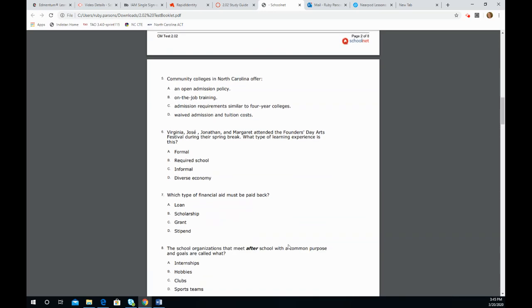Number 5, community colleges in North Carolina offer A, an open admission policy, B, on-the-job training, C, admission requirements similar to those of a 4-year college, or D, do they waive those admissions and tuition costs? A, they have that open admission policy, just like the open door. As long as you have that high school diploma or your GED, you're going to be able to get in.